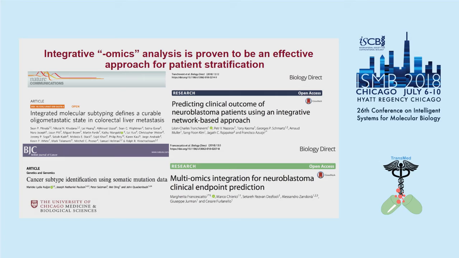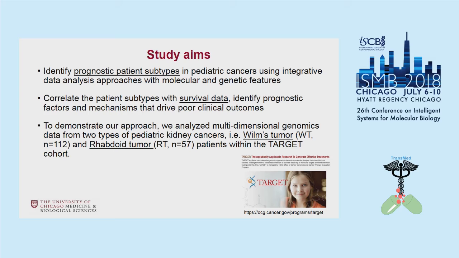So we want to apply our previous experience to pediatric cancer stratification in order to identify prognostic patient subtypes. We also want to correlate the patient subtypes with survival data and identify the prognostic factors and, hopefully, the mechanism for those poor outcome patients. To demonstrate our approach, we developed a data analysis framework to analyze multi-dimensional genomic data on those two tumors we just mentioned, Wilms tumor and rhabdoid tumor.